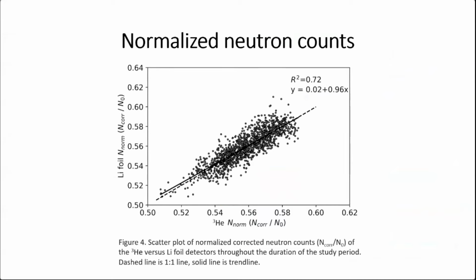Now, in comparing the neutron counts between the lithium foil and the helium-3 detectors, we see a really strong correlation. Here I'm showing the normalized neutron counts, which is calculated by dividing the corrected neutron counts, so these are neutron counts corrected for atmospheric pressure and water vapor, as well as the incoming neutron flux, by the N0 parameter. This N0 parameter is derived from the calibration curves that we developed for each detector. You can see that there's a really strong correlation here between the 2 different neutron detectors with an R-square value of 0.72.